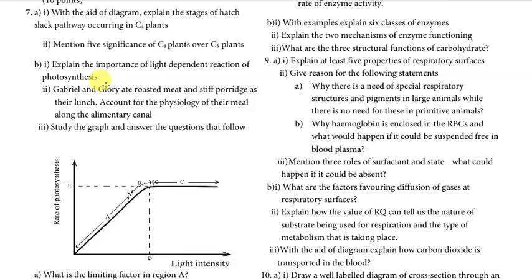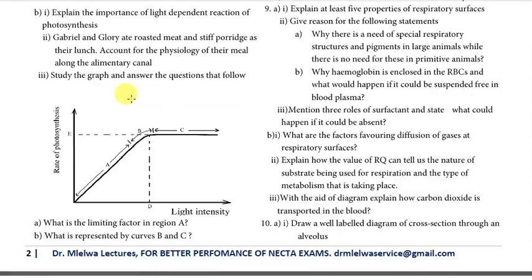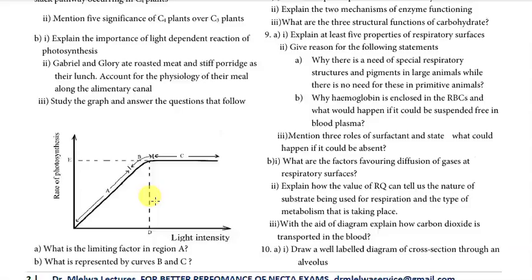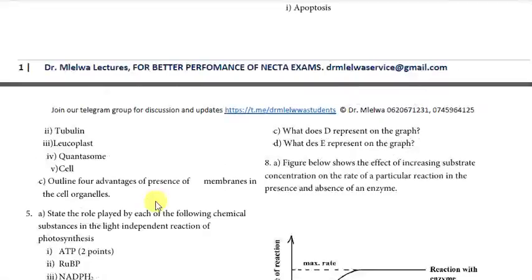Actually, for this question, roasted meat is protein and stiff porridge is carbohydrate. So you are required to explain the digestion of protein and the digestion of carbohydrate along the alimentary canal. I hope that's very easy for you to explain and answer. This diagram and this whole question are in the BS, so you will just go through this question there. This graph is in the BS.